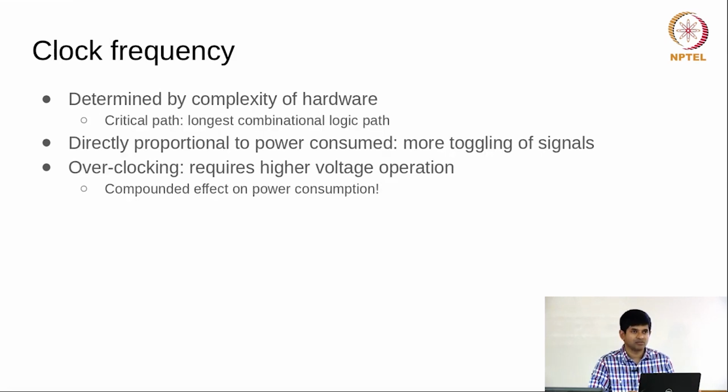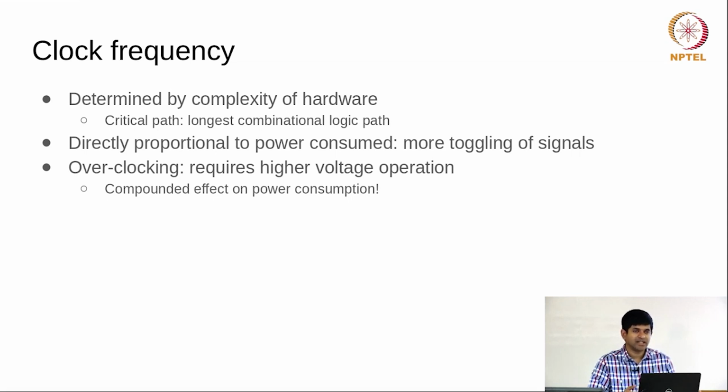Clock frequency, what is the maximum speed at which a system can operate? It's typically determined by the complexity of the hardware, that is the critical path, which is in turn the longest combinational logic path through the gates that build up the circuit. The higher the clock frequency, more power is consumed in general, right? And part of that is related to the fact that when you are toggling the clock more often, the other signals are also going to be toggling at a rate proportional to the clock. That's the expectation, otherwise they are not really doing any useful work, right?